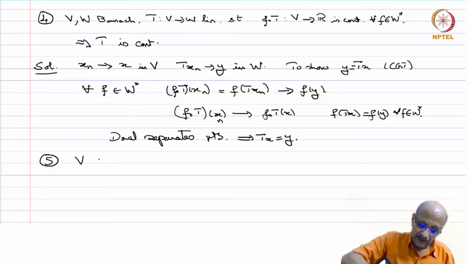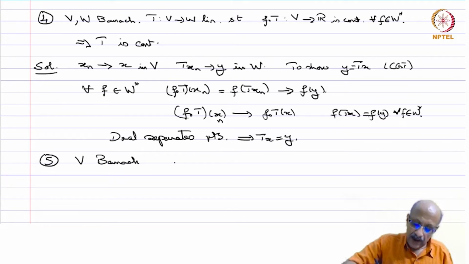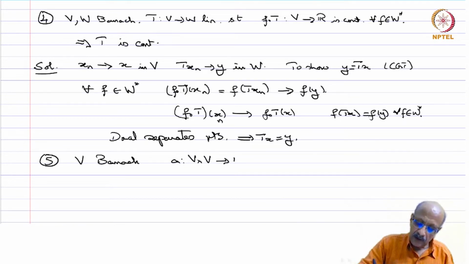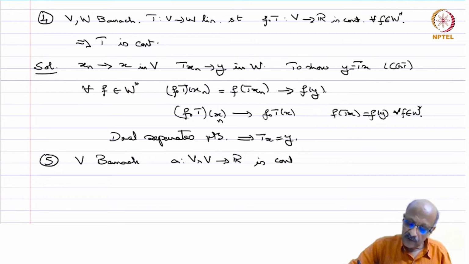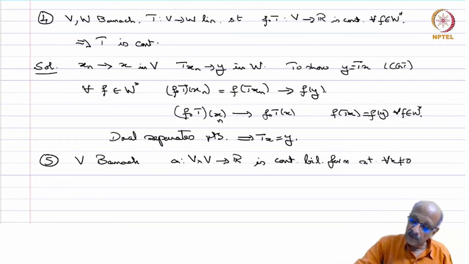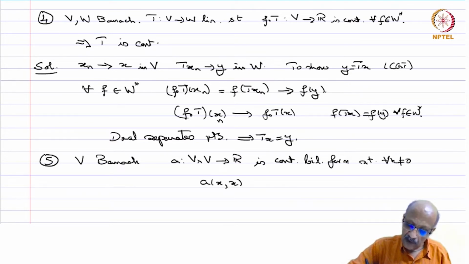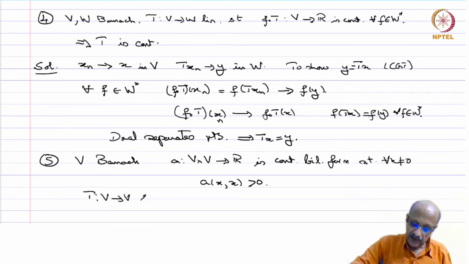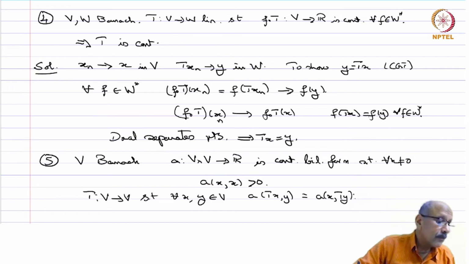So this is another nice exercise again. So V is Banach and A from V cross V to R is a continuous bilinear form such that for all x not equal to 0, A of x,x is strictly positive. T from V to V such that for all x, y in V we have A of Tx,y equals A of x,Ty. So this implies T continuous.